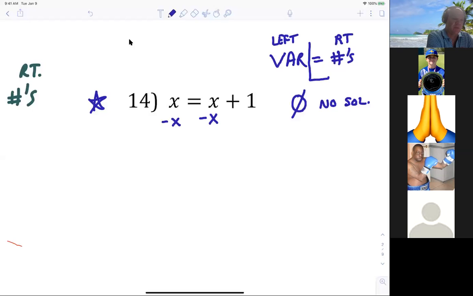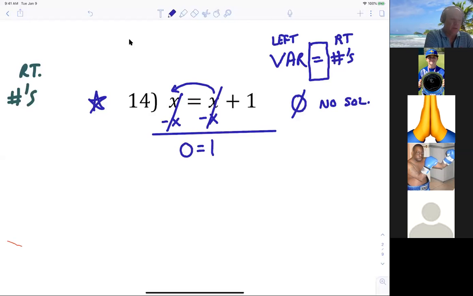We want it on the left and right of the equal sign. So if I were to move this x over with this x, I'd be subtracting x. Now, you can see it's a contradiction because these all cancel out. So the statement would simply read 0 equals 1. And 0 does not equal 1.